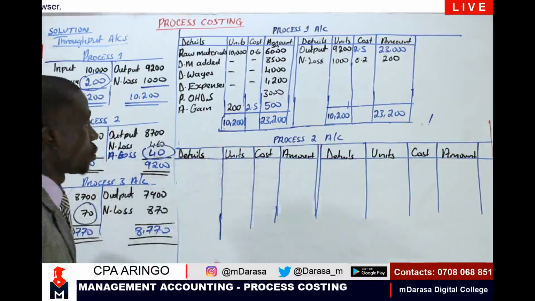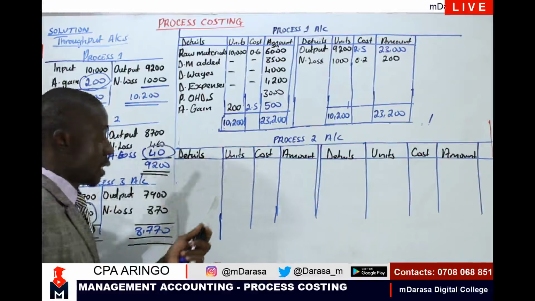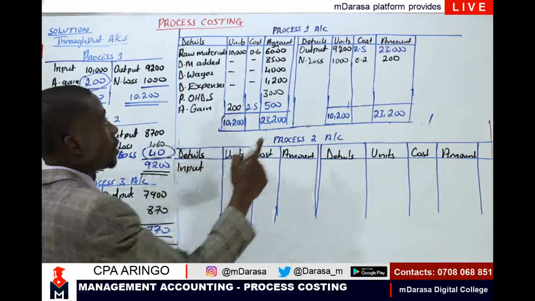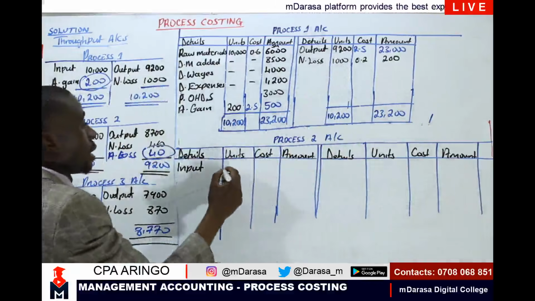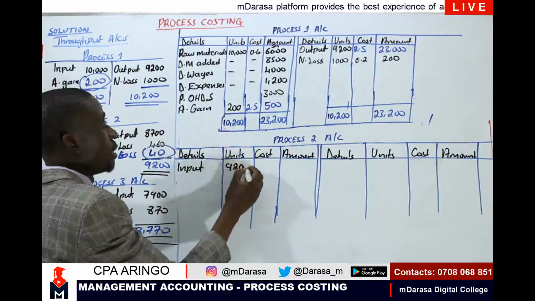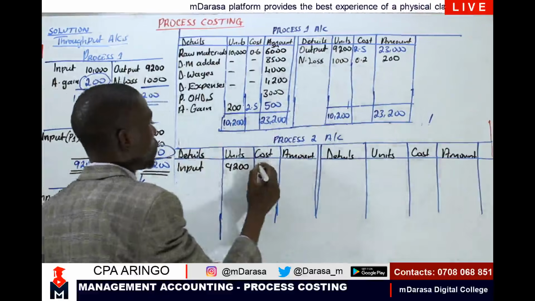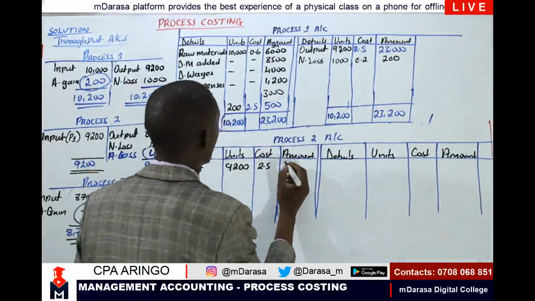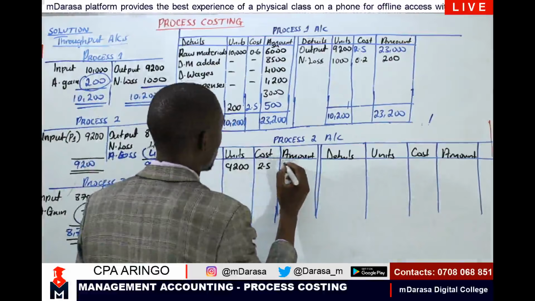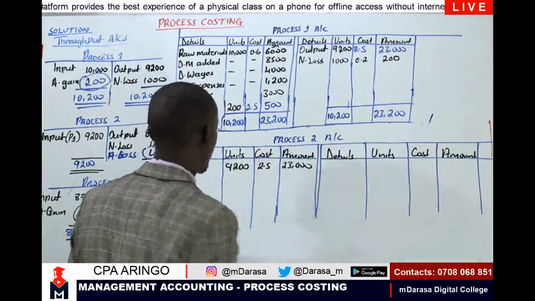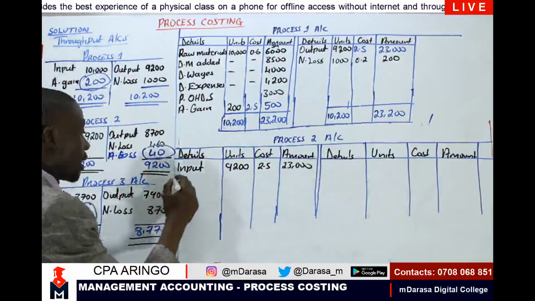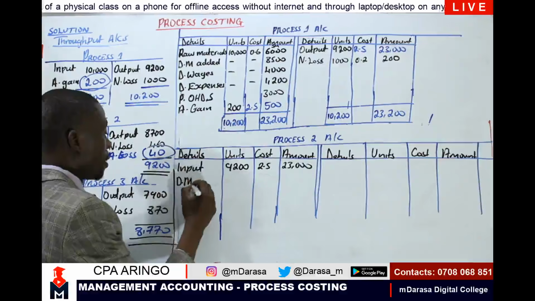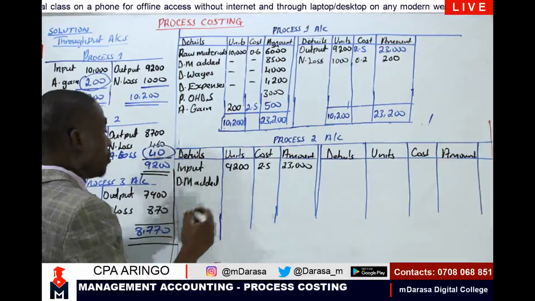So process 2, I should be having our input. It is the output of process 1. So input 9,200. The value that we determined was 2.5, and I believe you saw we determined the 2.5 to give us 23,000. The concept of direct materials added, I'll be having it here. Direct materials added, DM added, that we'll be having there.